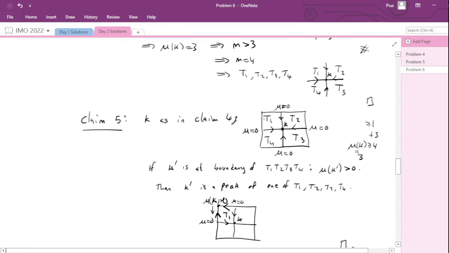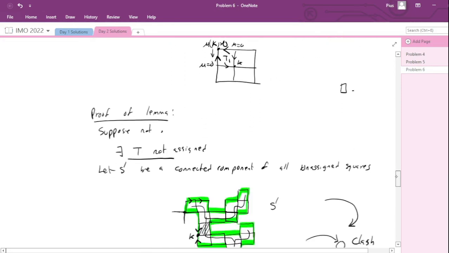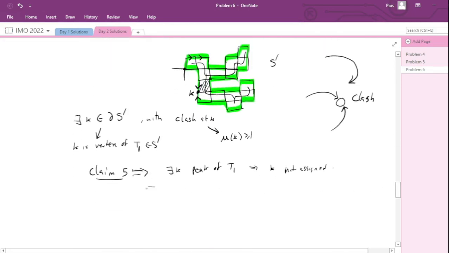We're going to have this structure. That means K prime is going to end up being the boundary of some figure like this. And for such a K prime, for it to have accumulation bigger than 0, it has to be a peak of the square that actually touches it. So this means that T1 has a K as peak. Okay, let's call this K1 to avoid confusion. So T1 has K as a peak. So we must have something like this, T1 K.